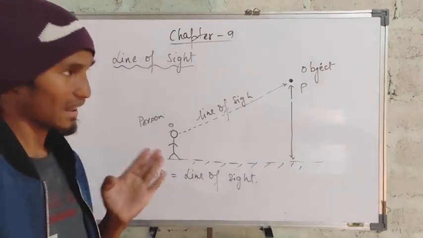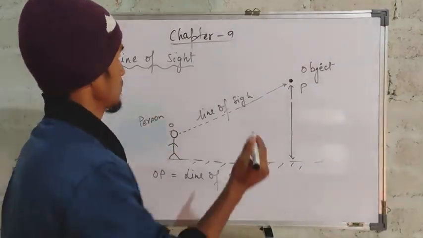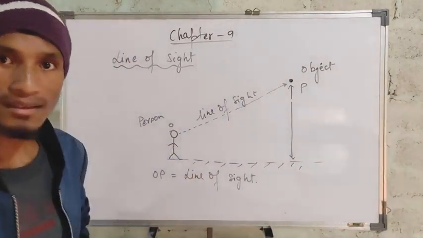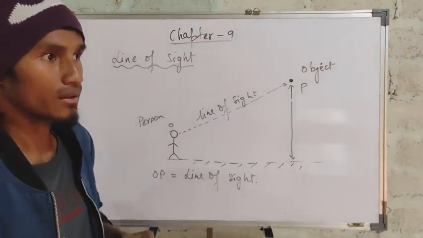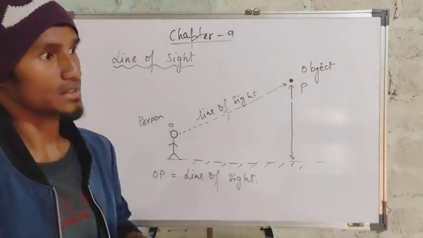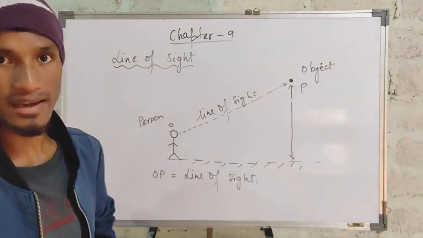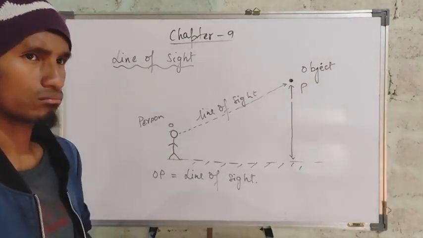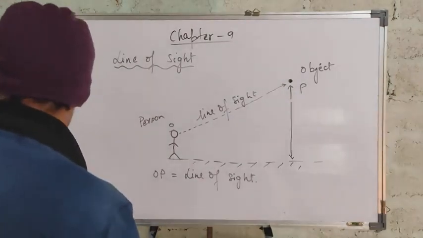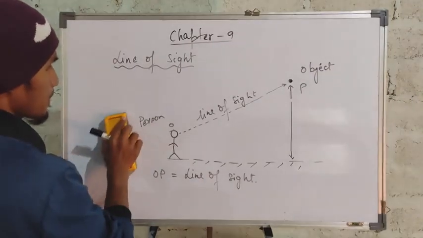Don't get confused about the meaning of line of sight. Line of sight means a line along which our eyes look at any object, or observe something, up to which we can see with our eyes.